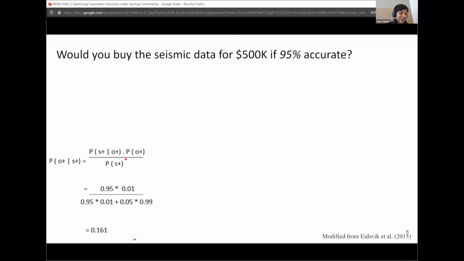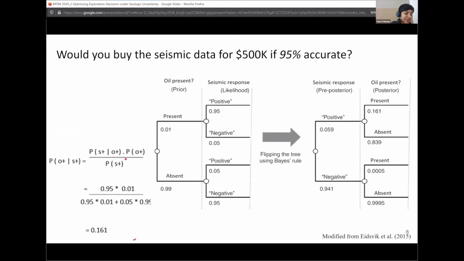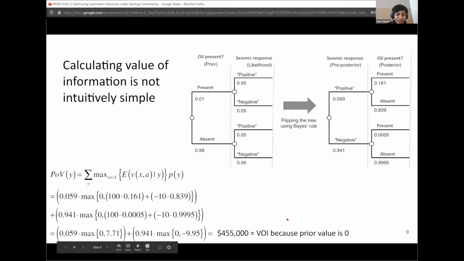All right, so let's work it out together. If there is oil, then 95% of the time seismic will say yes, there is oil. So that's the 95% accuracy here. But if we flip those probabilities and ask what's the probability that there is oil, given that seismic says there is oil, then using the simple Bayes rule, which most of us learned in school, we see that the probability actually reduces to 16%. And if we use those numbers to obtain the posterior value, we see that it's actually $455,000, which is less than the 500K, and hence it would not make sense to pay 500K.